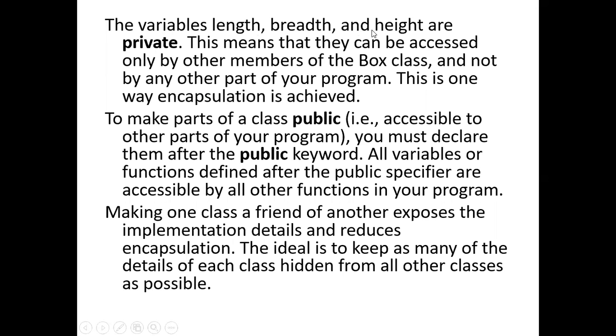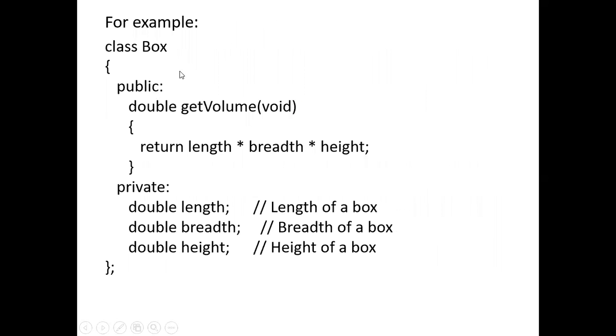The variables length, breadth, and height are private. This means that they can be accessed only by the other members of the Box class. So inside this class, anyone can access them, but outside this class, outside these two brackets. So this is the class bracket, the class boundary, we can say. Outside this class boundary, no one can access these variables. So that is what it means to be private.